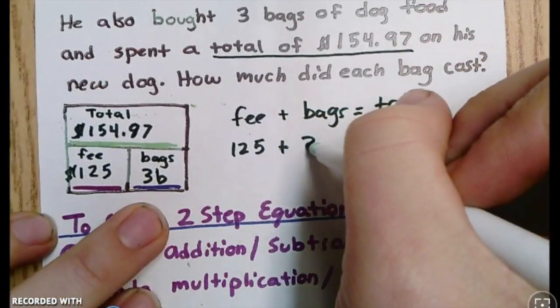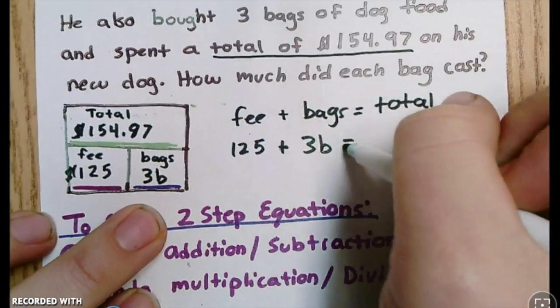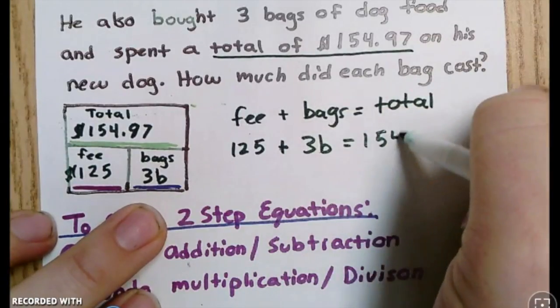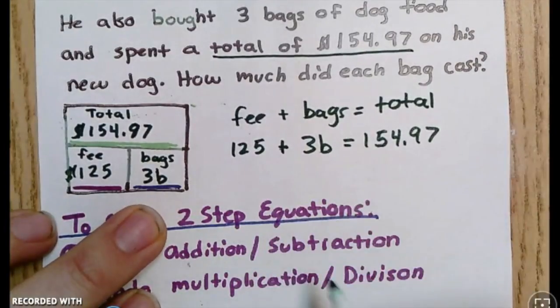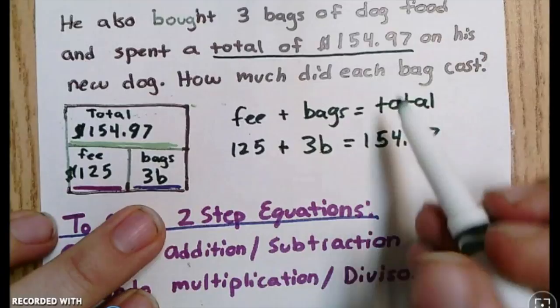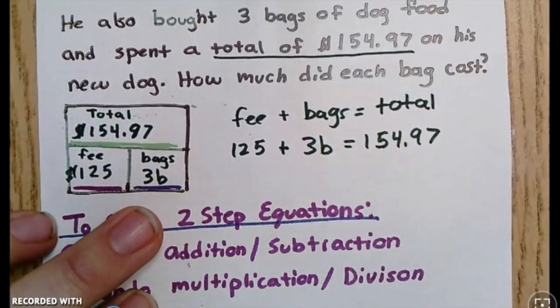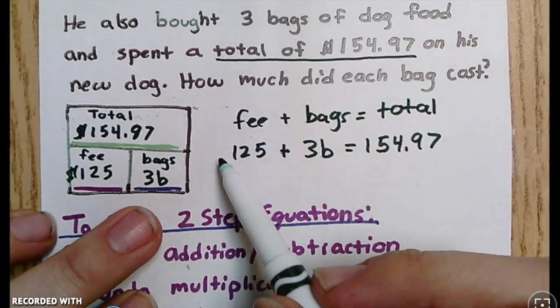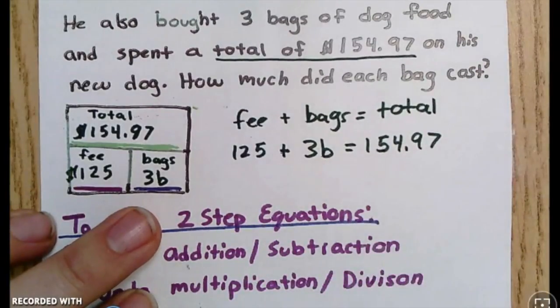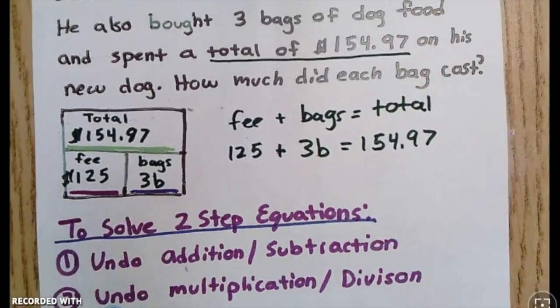plus the bags, which will be 3B, equals $154.97. Now I eliminated my dollar signs here, but we want to make sure that our final answer has the dollar sign in it and that we know that it's money. If you have a tendency to forget that, then write in your dollar signs there too. Now we're ready to solve, okay?